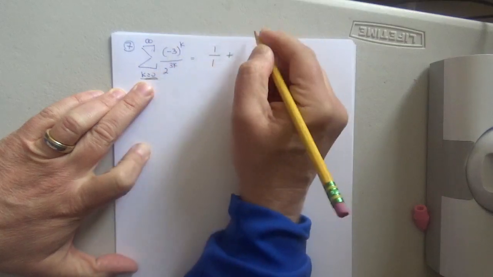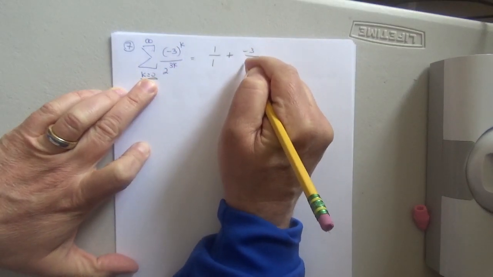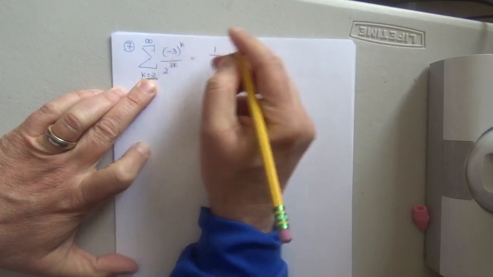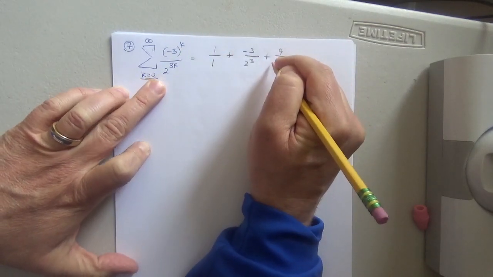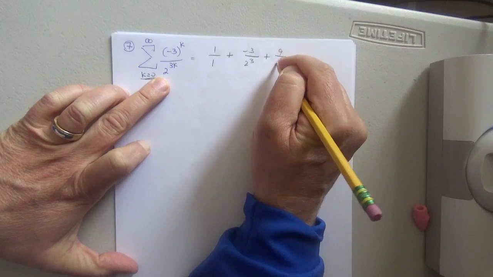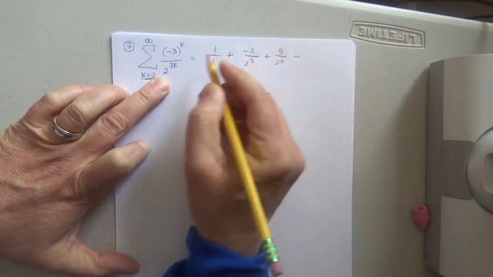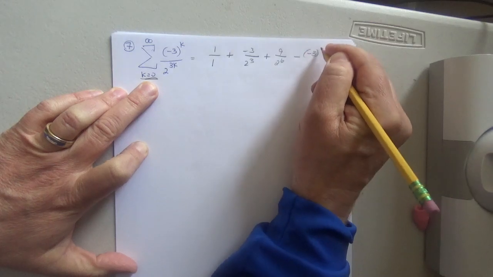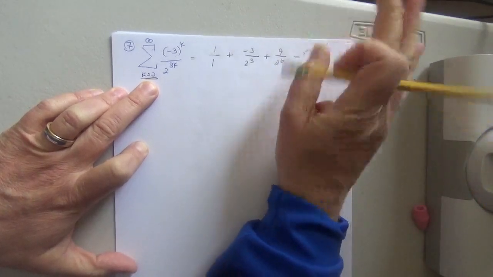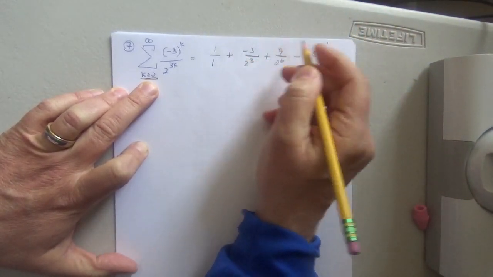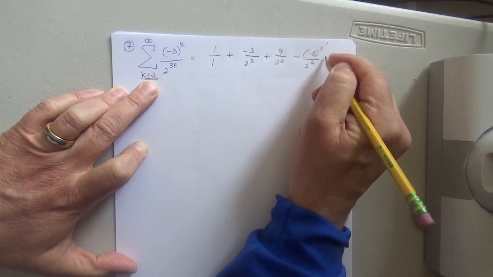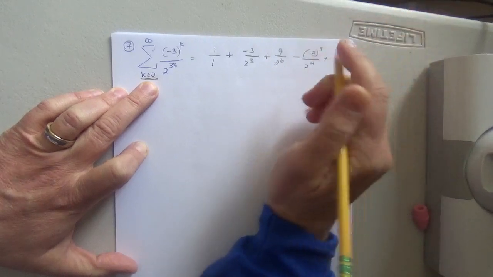Plus, plug in k equals 1, I get negative 3, and then I get 2 cubed, and then I plug in k equals 2. I get 9 over 2 to the 6th, and then I'm going to get a minus because I'm going to plug in 3 here. I'll get negative, sorry, I already took care of the negative here. You can notice that it's going back and forth. Negative 3 cubed over 2 to the 9th, and then this is going to be plus.